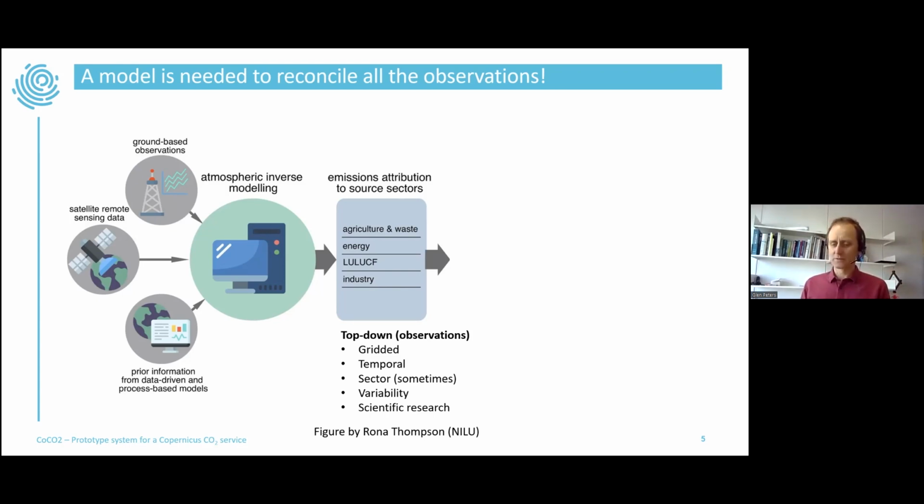And the output from that, the emissions data, is usually gridded, so it has high spatial detail, and can quite often have a lot of temporal detail. Sometimes, depending on the species, it can have sector detail. One challenge is it generally includes variability. When you're modeling flows and weather patterns and so on, you'll pick up variability, if it's a dry period, a wet period, and so on. And these methods are often used in scientific research for a whole variety of applications.